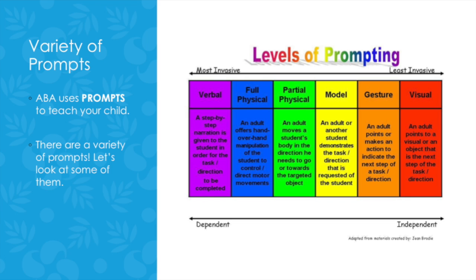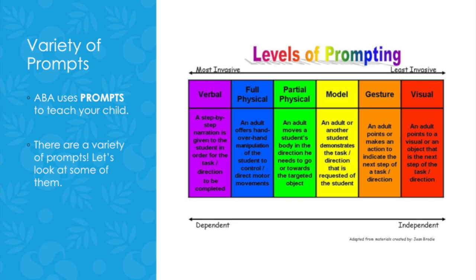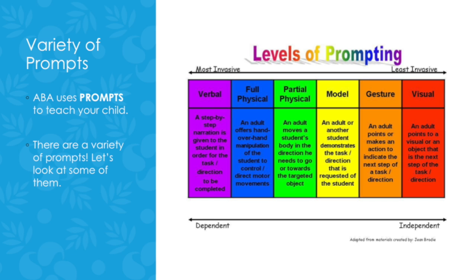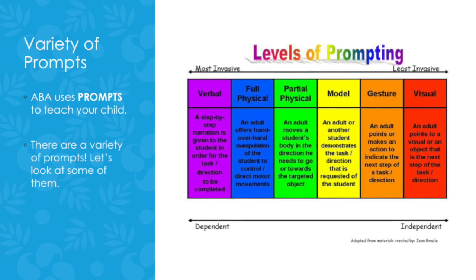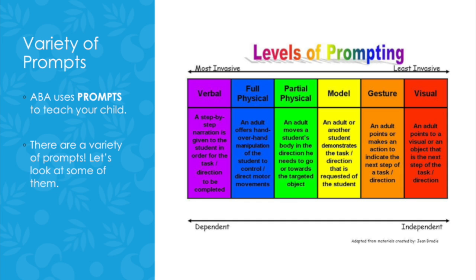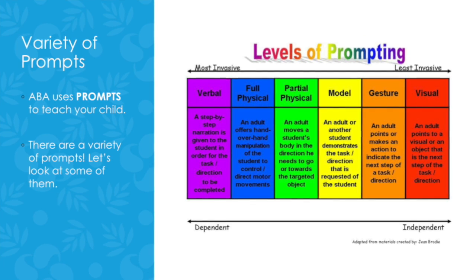Alright, in ABA we'll also use a variety of prompting. Like you look at this little graph, there's 1, 2, 3, 4, 5, 6 levels of prompting that you can use to teach your child. And prompts are literally like little hints to help your child get the right answer. And these are research-based as well. We use prompts to help your child be as successful as possible. If your child is constantly making mistakes, they're going to get mad and they're not going to learn.